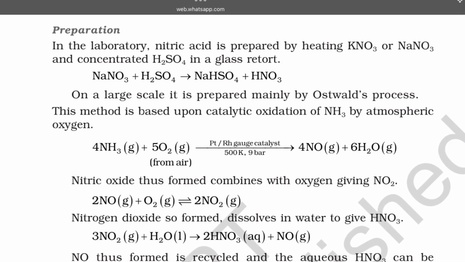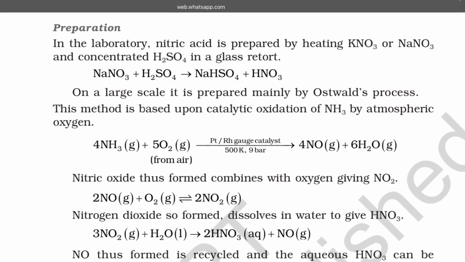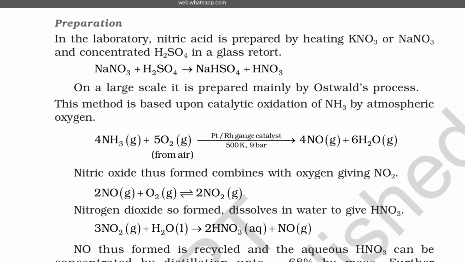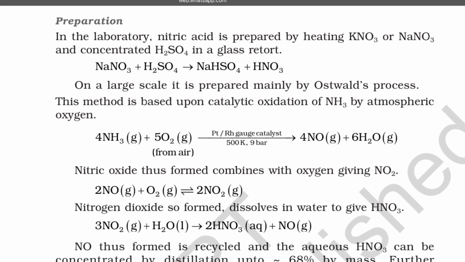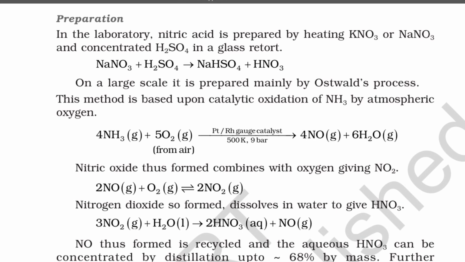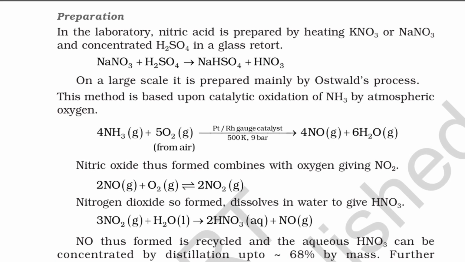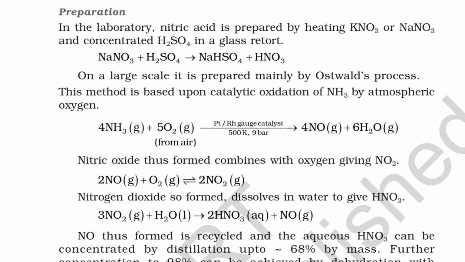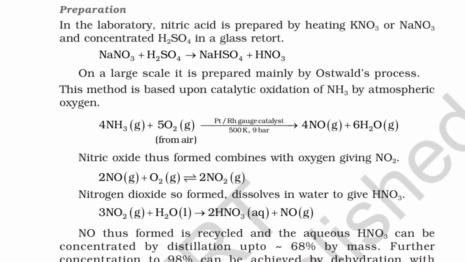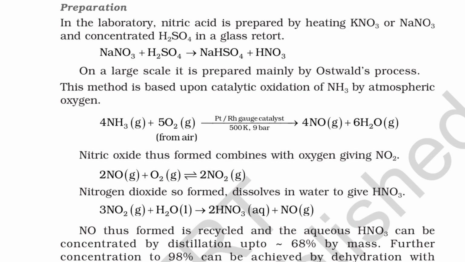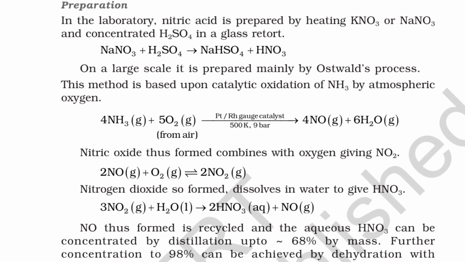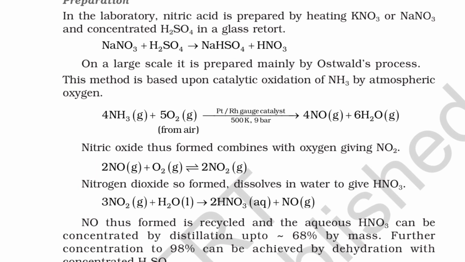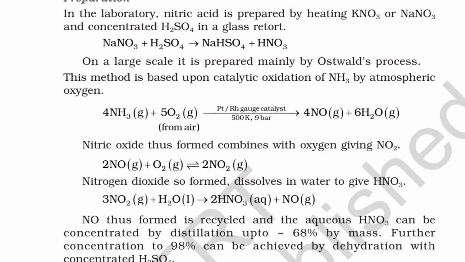HNO3 preparation. In the laboratory, nitric acid is prepared by heating KNO3 or NaNO3 and concentrated H2SO4 in a glass retort. NaNO3 plus H2SO4 gives rise to NaHSO4 plus HNO3. On a large scale, it is prepared mainly by Ostwald's process. This method is based upon catalytic oxidation of ammonia by atmospheric oxygen. 4NH3 plus 5O2, platinum or rhodium gauze at 500 Kelvin, 9 bar pressure, gives 4NO plus 6H2O.